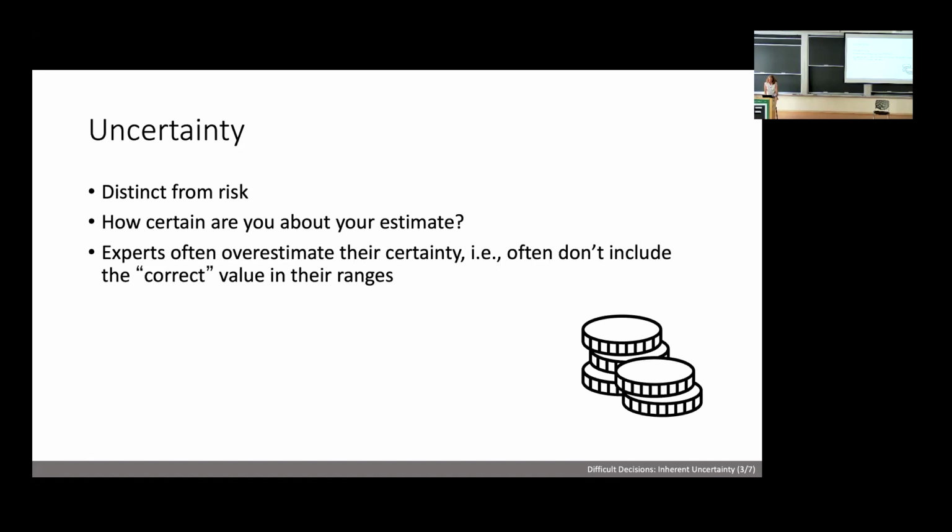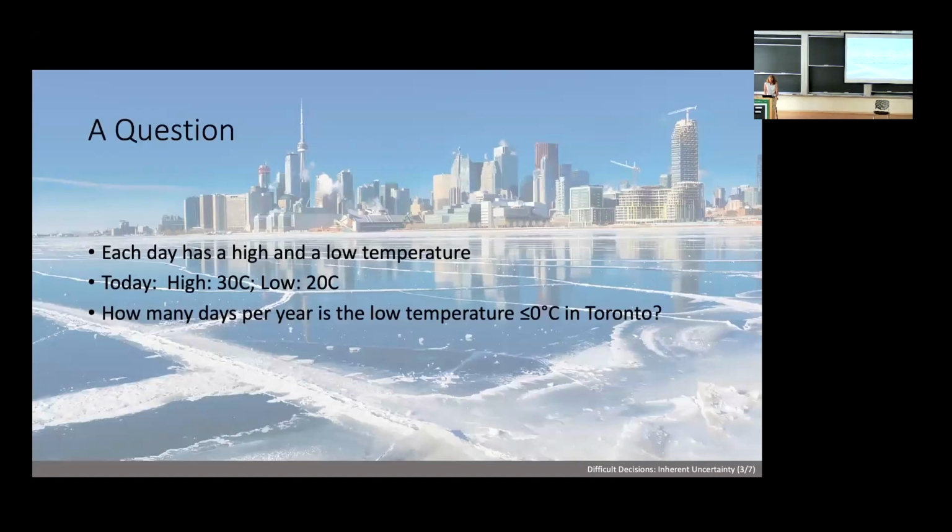Generally it's about how certain you are about your estimates. And studies found that experts often actually overestimate their certainty. So we think we know, but we don't actually quite know. Another question, just to illustrate it. I'm stuck with winter today, I think, in this one.